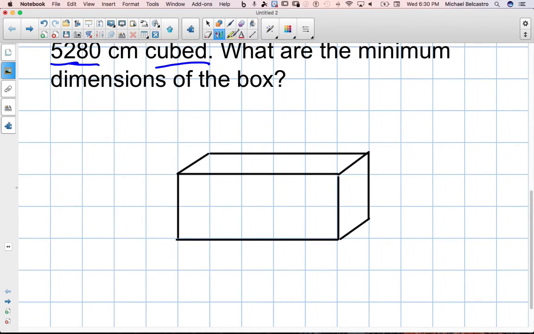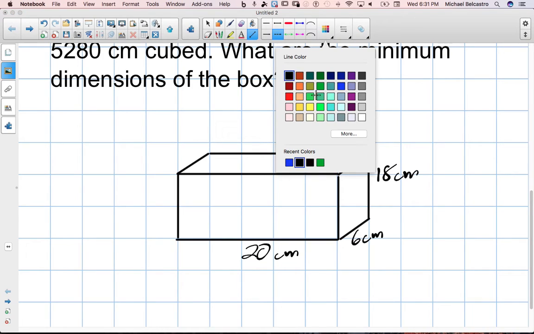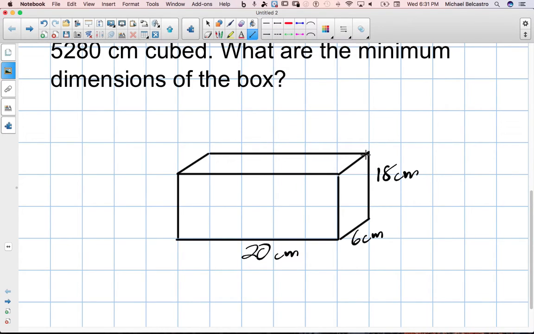So here's our box. We'll give it its dimensions. This one is 20 centimeters. It's not quite to scale. 6 centimeters and 18 centimeters. And they said they are going to increase the dimensions of this box, change the color here, by the same length. So in other words, the height of the box is going to increase. The width of the box is going to increase by the same length.